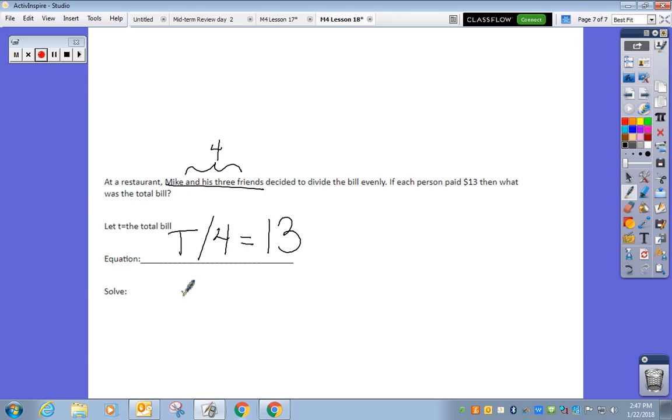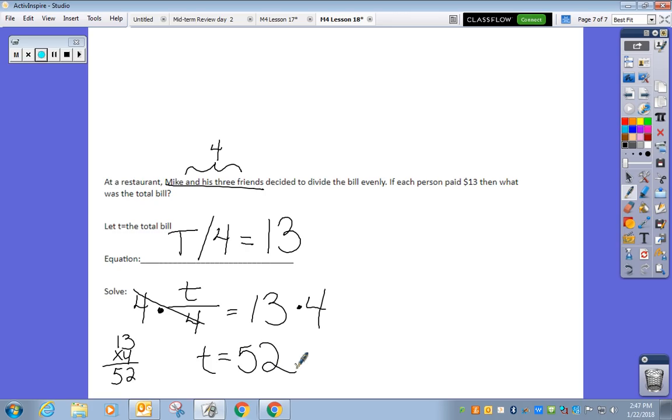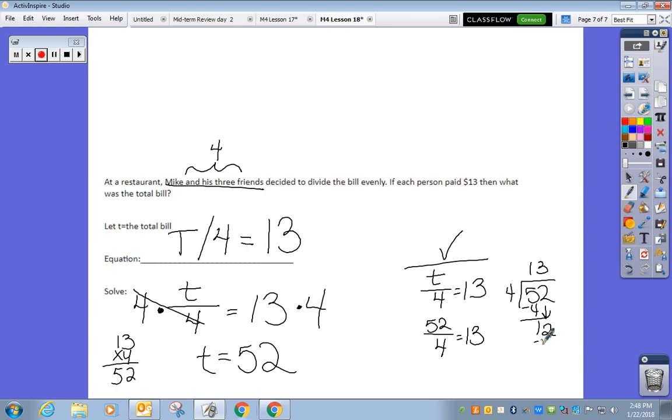So now, when I go to solve it, I'm going to write it like this. I'm using division here, so I'm going to multiply both sides by the 4. These will cancel each other out. And I'll do 13 times 4, which if you're a card player, hopefully you know, is 52. So now when we go to check, we have the total divided by 4 equaling 13. 52 divided by 4 should equal 13. Prove the work. And it does, in fact, balance out.